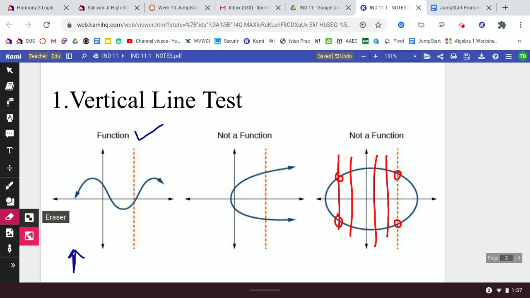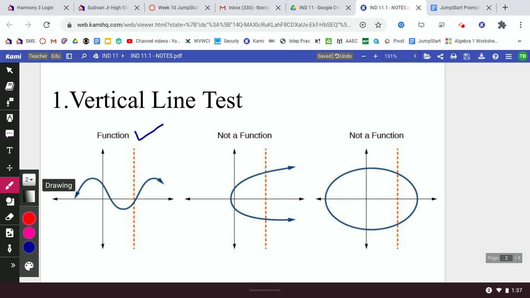Now, when you're asked to identify why it's not a function, you do not have to name them all. You just have to name one spot where it doesn't pass the vertical line test. Or draw a dashed line to show me why it doesn't pass the vertical line test, okay? So that is one way that you can tell whether or not something is a function. This only works if you have a graph that you can actually see.